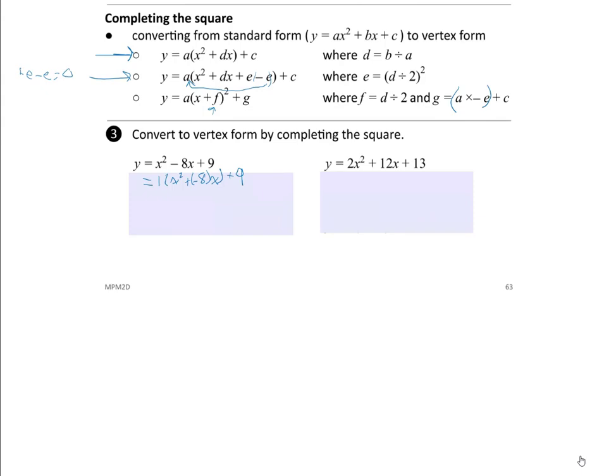Okay, now we're going to create these e values. Remember, e is half of negative 8 squared. So what's half of negative 8 squared? We're going to bring this back. You don't have to write the 1. We'll have x squared minus 8x, then half of 8 squared. So half of 8 is 4. 4 squared is 16. So we're going to add 16 and subtract 16. So plus 16 minus 16. And then we have plus 9 here.